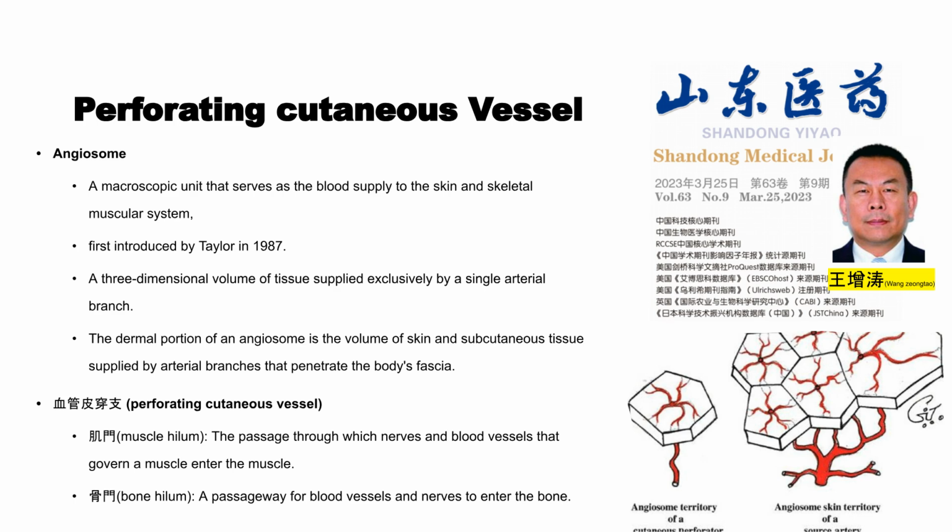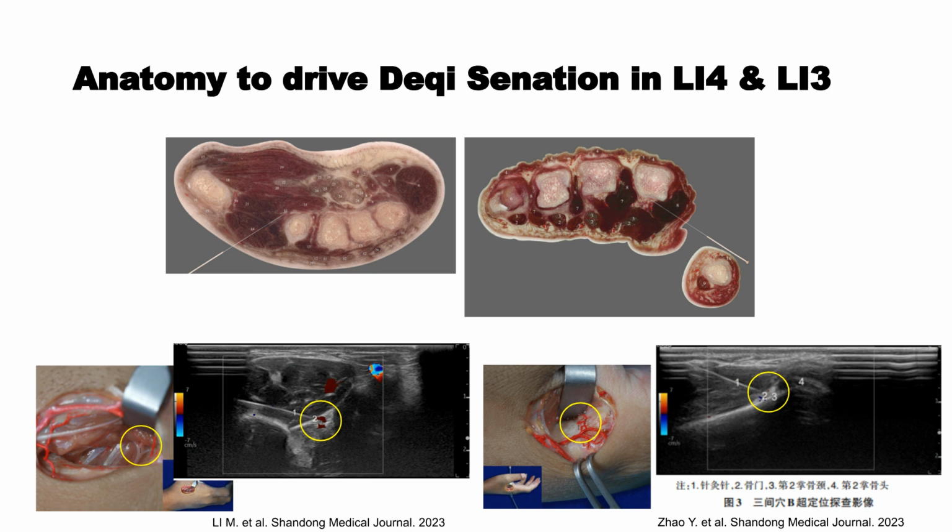Professor Wang Zhang-Tao, a Chinese surgeon, has focused on perforating cutaneous vessels, large macroscopic units also called angiosomes, as an anatomical feature of acupoints. He found that needling around these vessels in the LI3 and LI4 areas causes the clearest deqi sensation, suggesting this is an anatomical structure tied to the unique characteristics of acupoints. Using ultrasound imaging, he observed the needle stimulating these vessels. This allowed him to identify and explain the exact location of these classical acupoints.